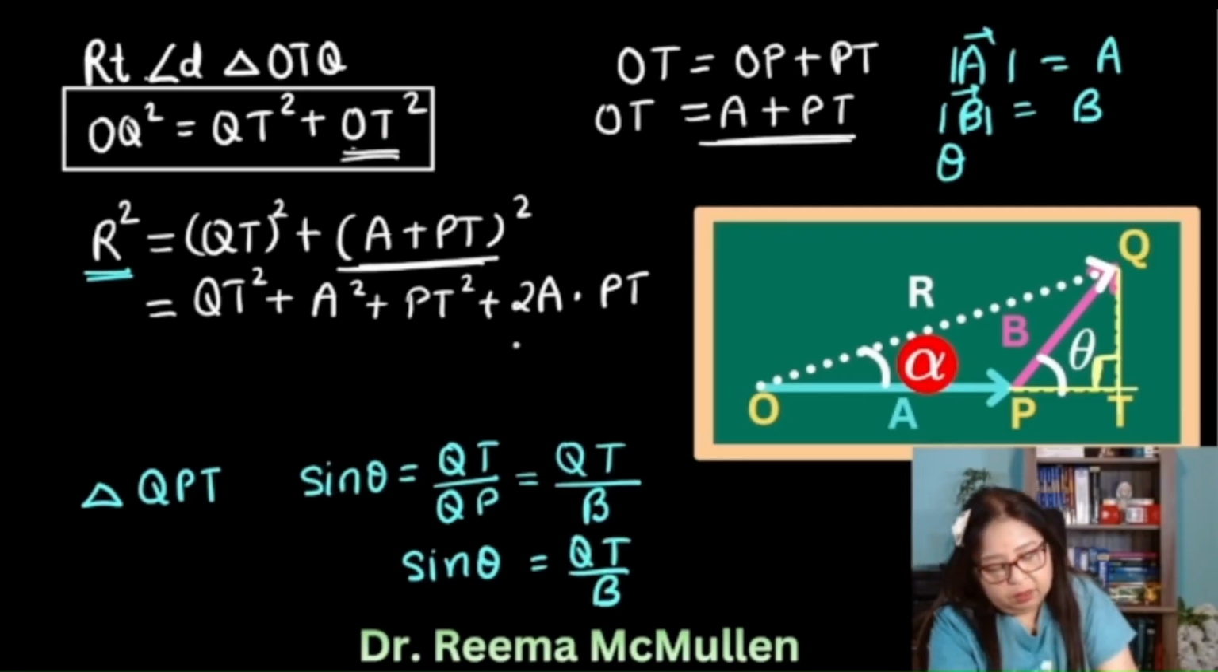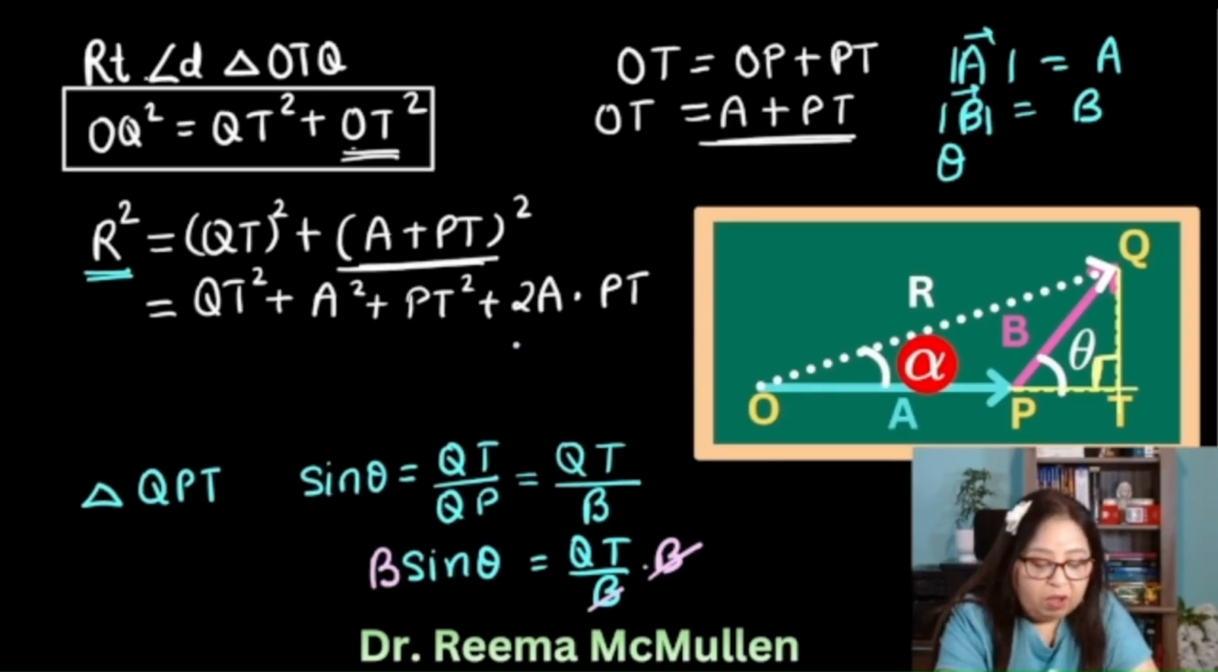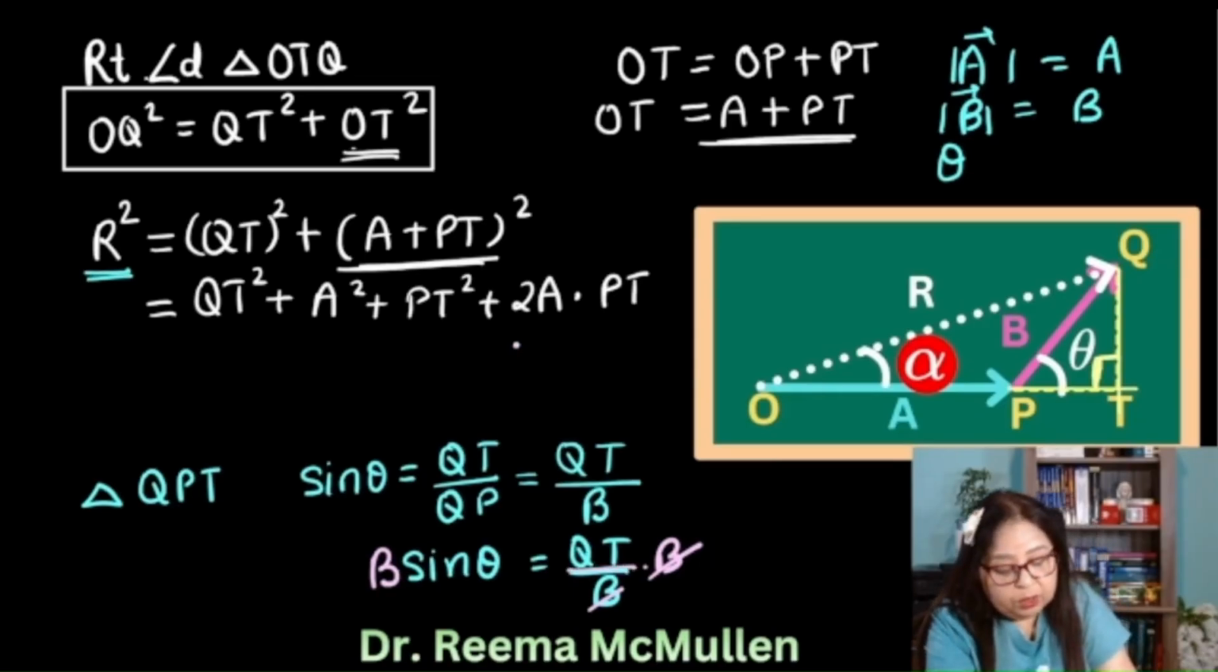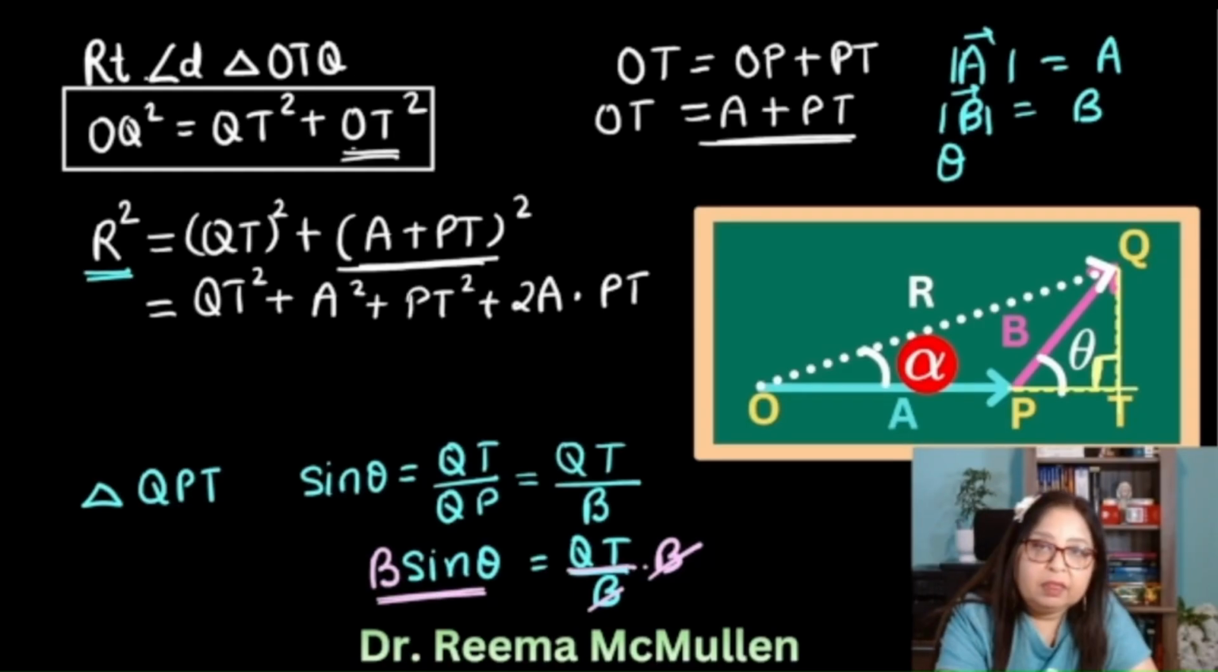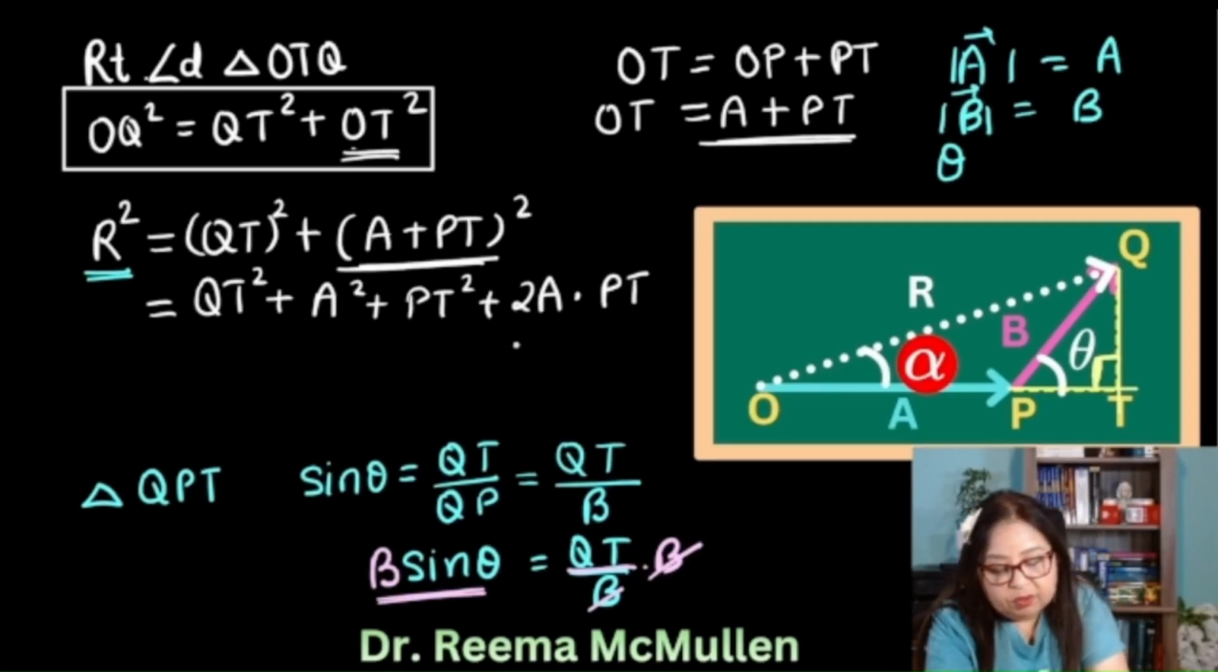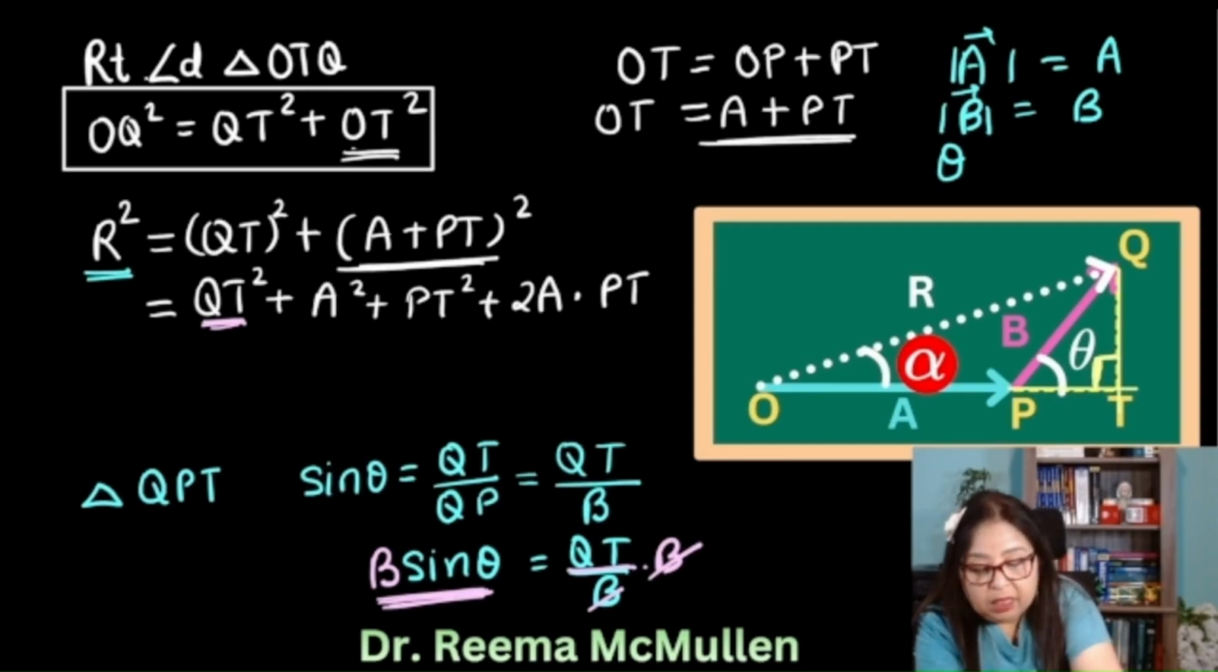Now let's go ahead and multiply by B on both sides. So this B on the right hand side cancels out. What do we get? We get QT is equal to B sine theta. So in place of this QT, we're going to plug in B sine theta. Since we have QT squared, we get B squared sine squared theta. Let's go ahead and put it in here.